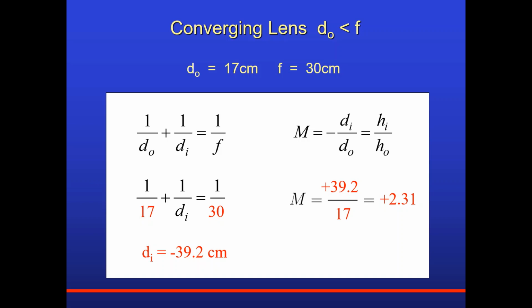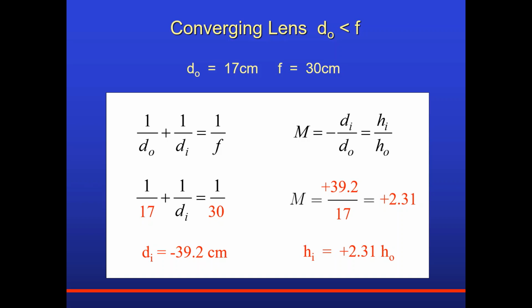We set that equal to HI over HO. Therefore, HI is plus 2.31 times HO. The plus sign means that HI is not inverted. It has the same orientation as HO. The 2.31 means that HI is, in this case, more than twice as big as HO.